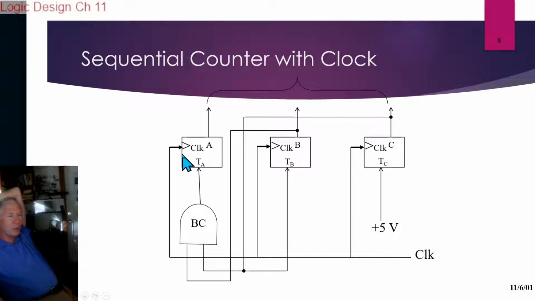Now in this case, I've showed the clock coming in on the side, and the TAs on the bottom, and the QA, QB, QC coming out on the top. Usually the QAs come out on the side, usually the clock's on the bottom, usually the TAs on the left, but it doesn't really matter. It's all the same regardless.